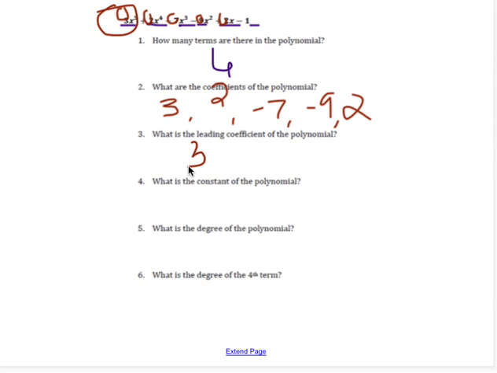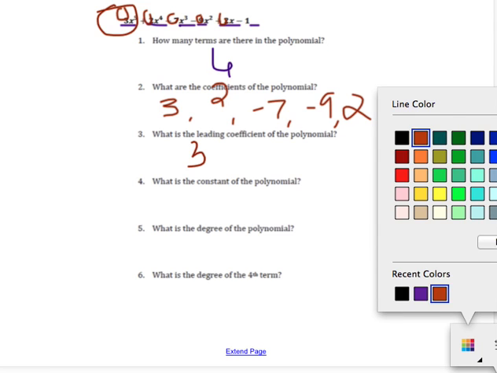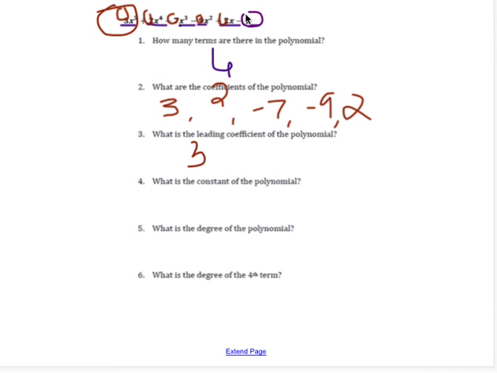What is the constant of the polynomial? The constant is the thing that is just a number. So that's going to be this -1 over here. So the constant's going to be -1. Notice that I'm taking the signs with the numbers when I do these problems.